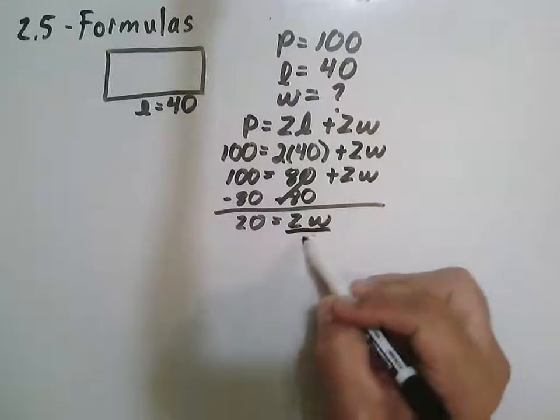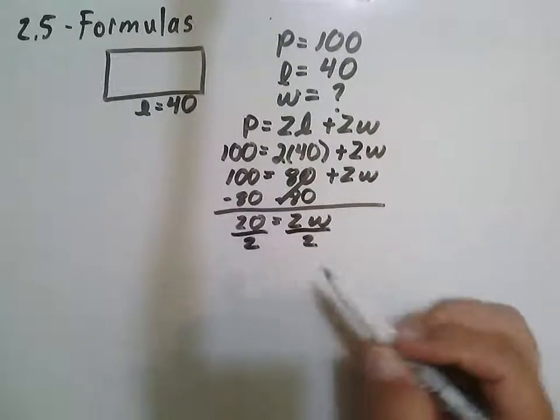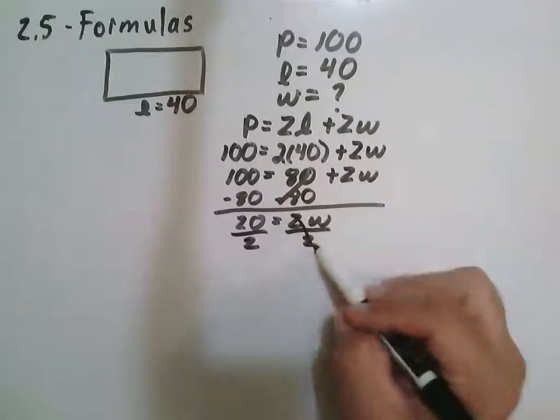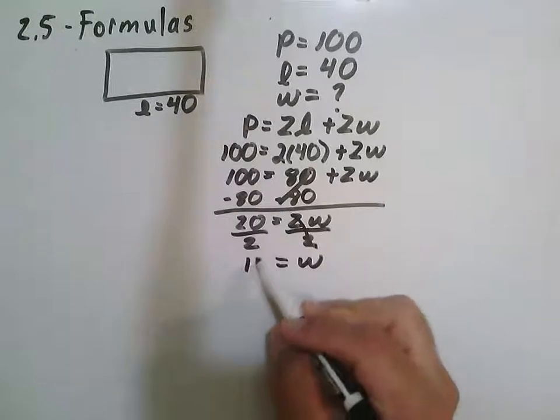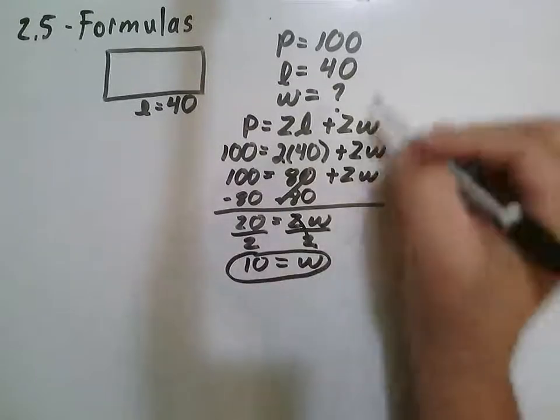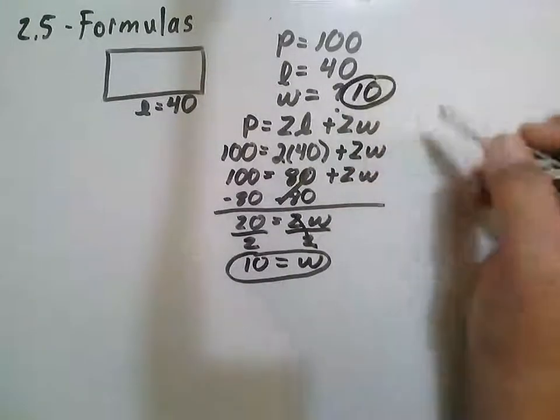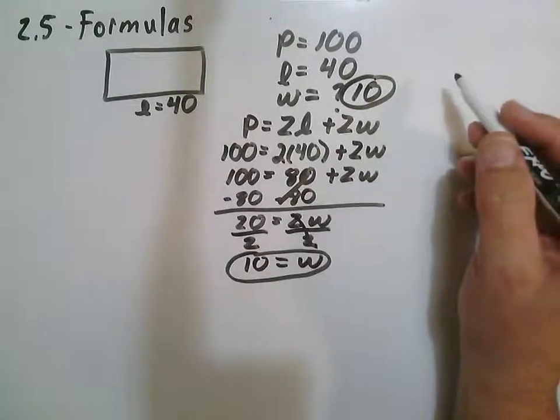So once again, I'm going to divide both of these by 2. By doing that, that just tells me that my width is going to be equal to 20 divided by 2, which is going to give me 10. So I know that my width is going to be 10. And I can go back and solve that once again.